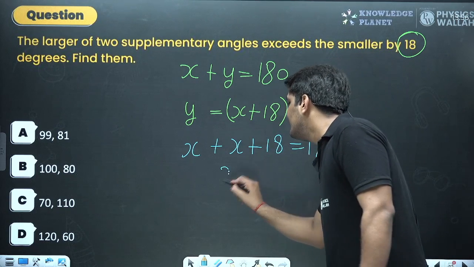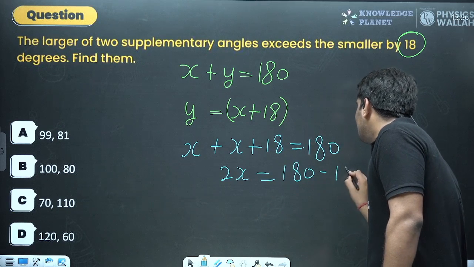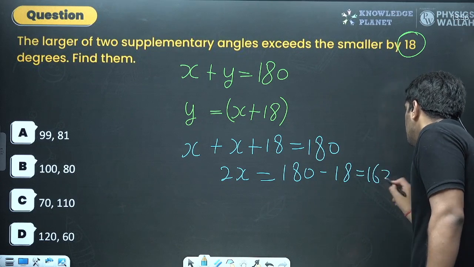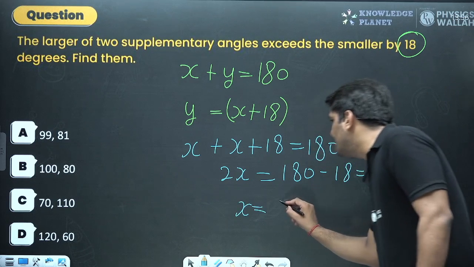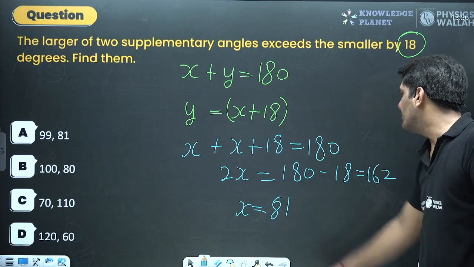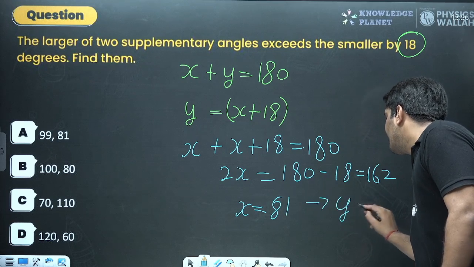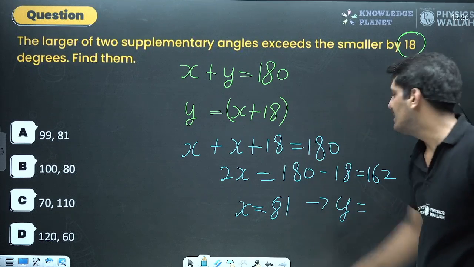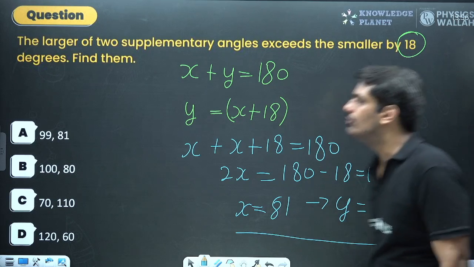So 2x equals 180 minus 18, that is 162. From here, the value of x comes out to be 81. So the value of x is 81. If the value of x is 81, from here you can find the value of y. The y value will simply be, you can observe, 99. We have the solution, option number A.